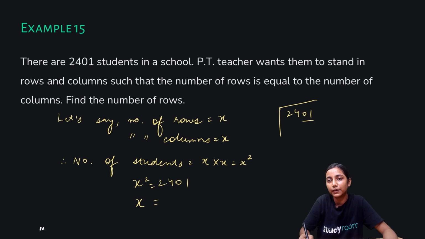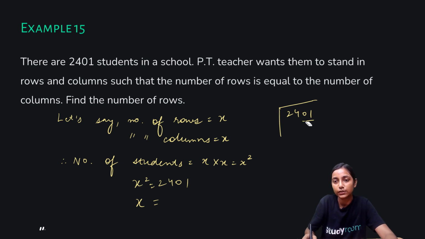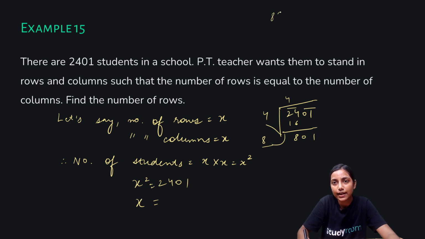2401, its square root will be, use the long division method. Place the bars first of all. Right here it will be 4. 4 4s are 16. You are getting 8 here. Yeah, right, 8. 801 we get. Now next, double this number. 8 will be here, and what will be our next? Let's try 89 with 9.